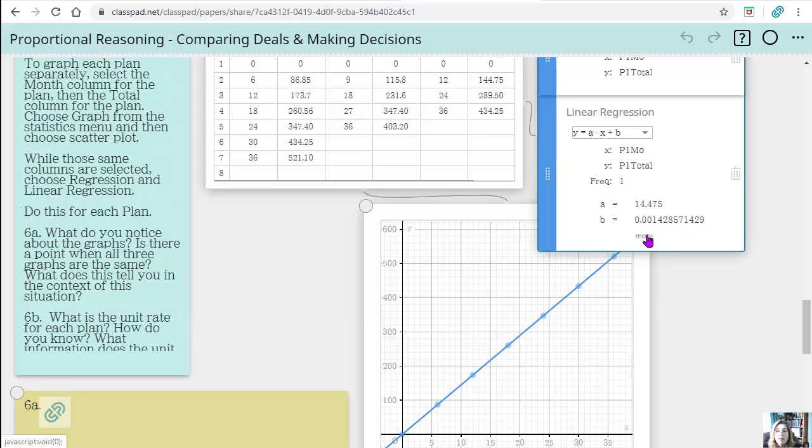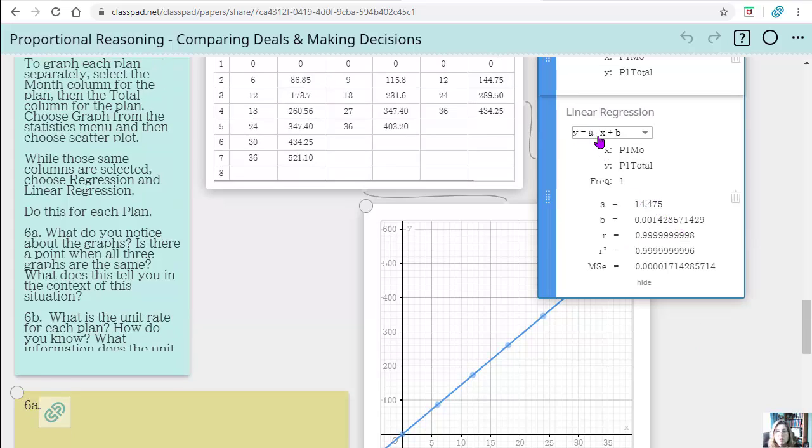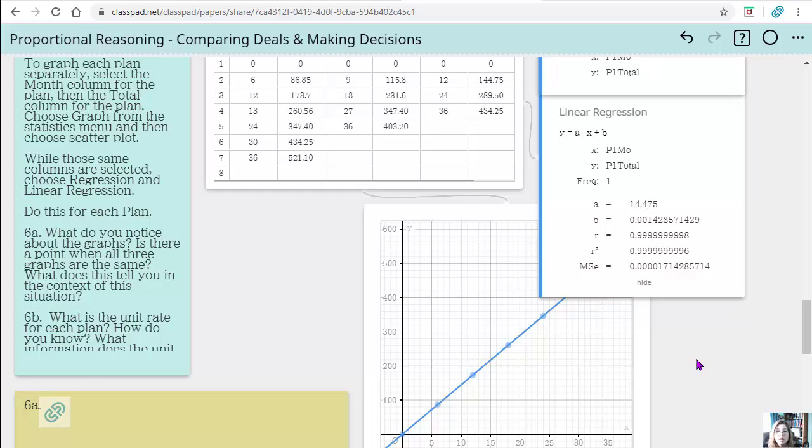And so then you could ask about, what does this A represent in this regression? Well, that's our slope. And how is the slope related to our situation? Well, that's the unit rate. That's how much I am paying per month. So that's our goal here. So here's the unit rate. So if I look at just, let's say I only want 3 months, $14 and about 50 cents for the plan 1 if I pay per month.